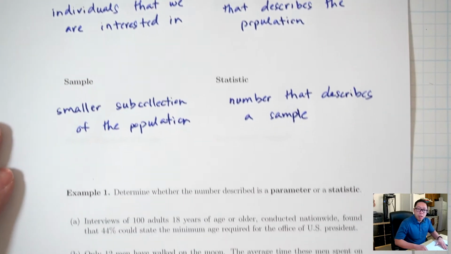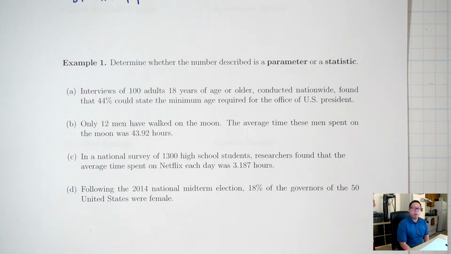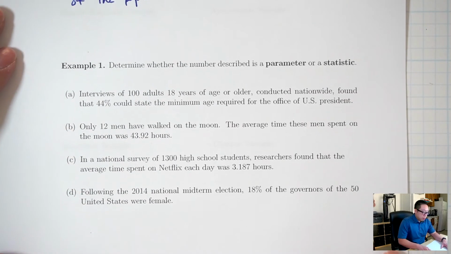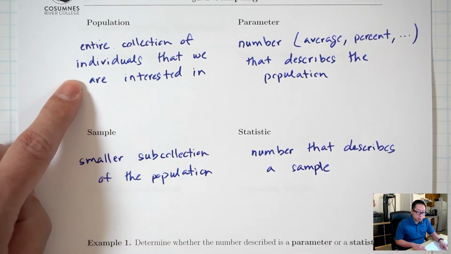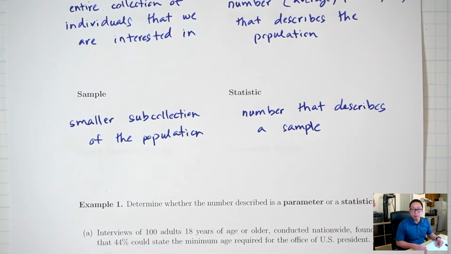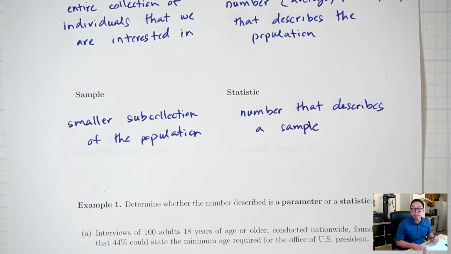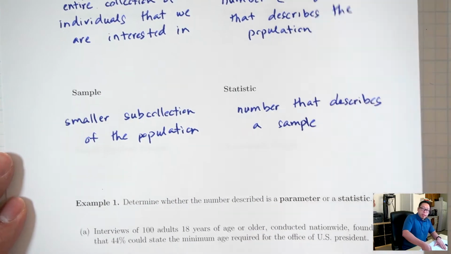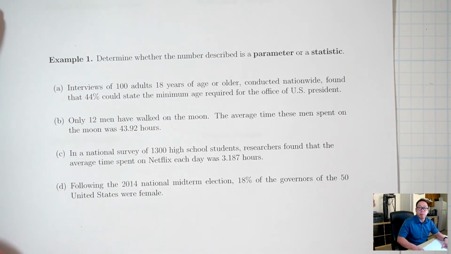So now let's take a look at example 1. Determine whether the number is a parameter or a statistic. We're deciding whether the number is calculated by asking everybody, in which case it's called a parameter, or did we get the number by asking a smaller sub-collection, a sample, which would make it a statistic. So part A. Interviews of 100 adults, 18 years of age or older, conducted nationwide, found that 44% could state the minimum age required for the office of the president.